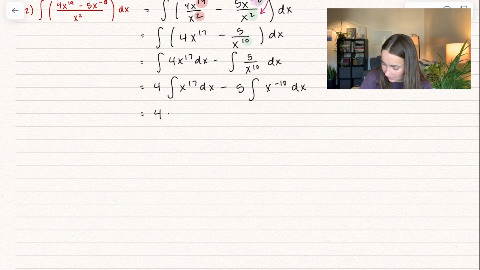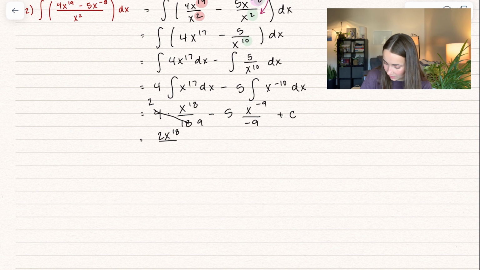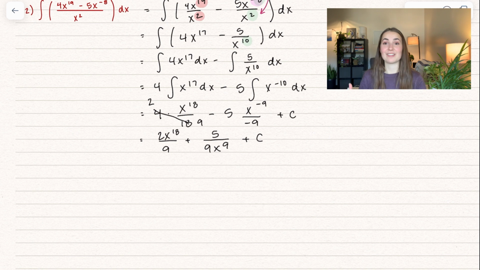I get 4 times x to the power of 18 divided by 18 minus 5. And now I get x to the power of negative 9. I can do math. Negative 9 plus c. So we could simplify this. So a 2 cancels out of both of these, and I have a 9. So this becomes 2x to the power of 18 divided by 9. And now this becomes a plus 5, and then we can move that x to the bottom. So that becomes a 9x to the power of 9 plus c. And that is our final solution.